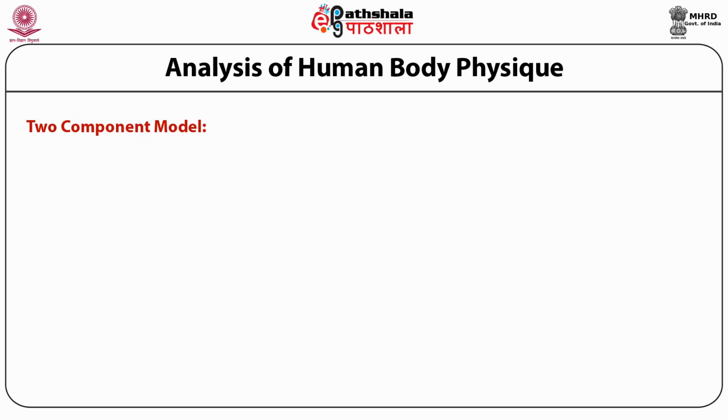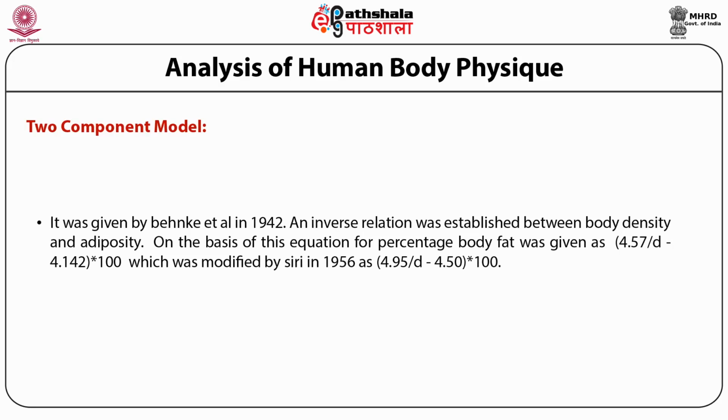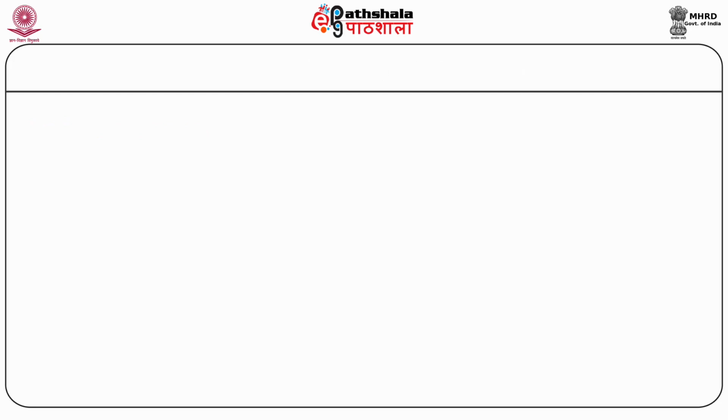The two-component model was given by Behnke et al. in 1942, in which an inverse relationship was established between body density and adiposity. This was modified by Siri in 1956. Siri's equation is considered to be more accurate as it takes into account various errors calculated.